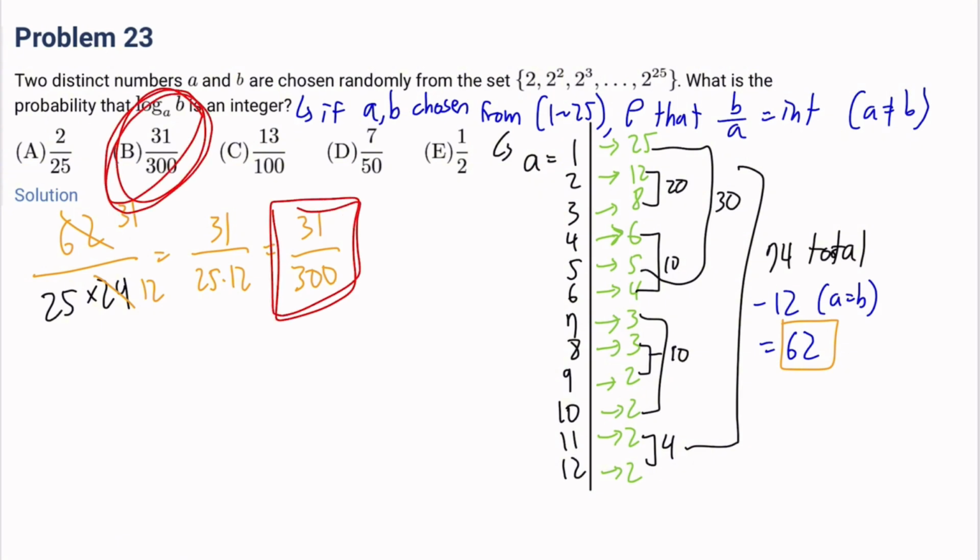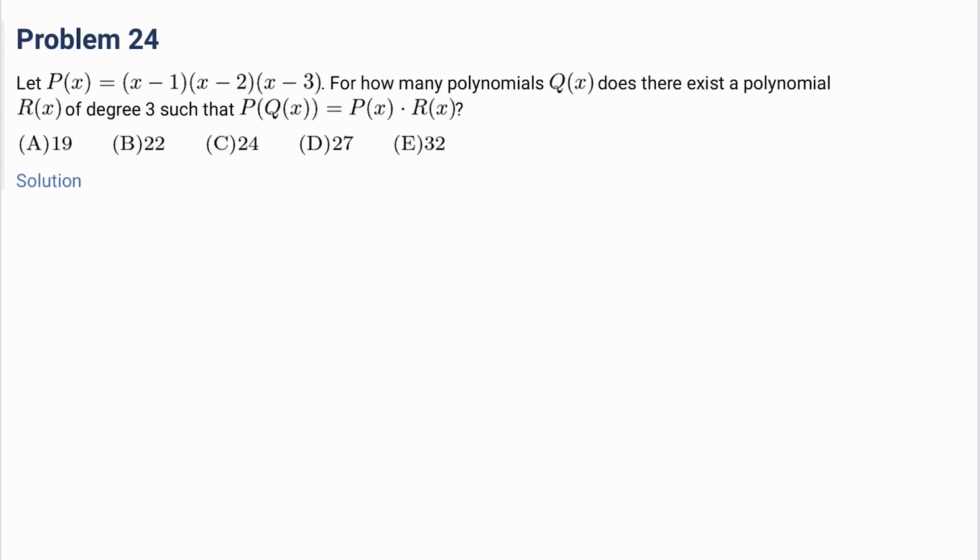It's B. Number 24, let P(x) equal (x minus 1)(x minus 2)(x minus 3). For how many polynomials Q(x) does there exist a polynomial R(x) of degree 3 such that P(Q(x)) is equal to P(x) times R(x)? Okay, so from using that, we can get the degree of Q. Since P is third degree, and R is also third degree, that means P times R is going to be 3 plus 3, which means it's a 6th degree.